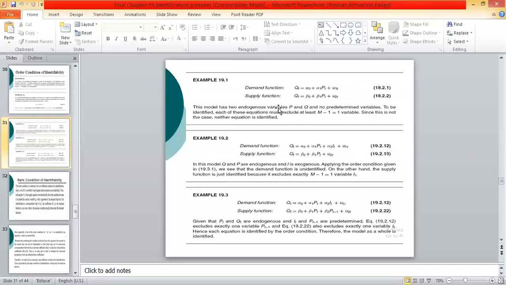Neither equation is identified. Look at the second equation, second model. This model we have already discussed, and according to the reduced form equations, the demand function is unidentified in this model, and the supply function is exactly identified.